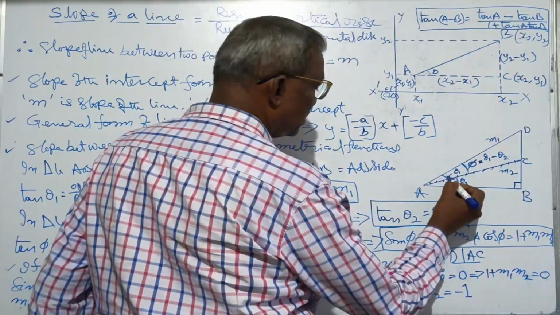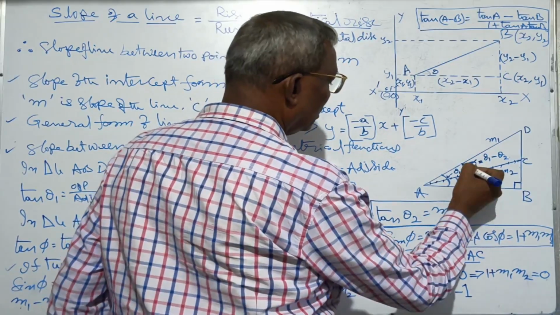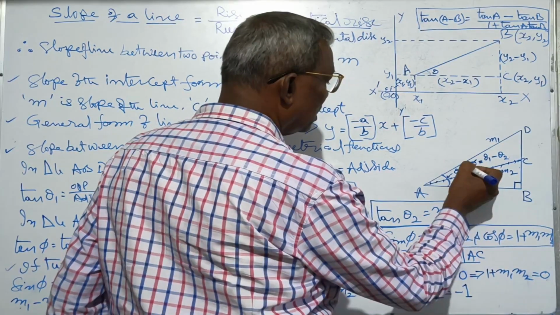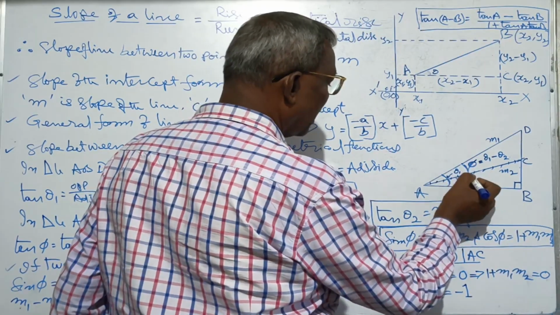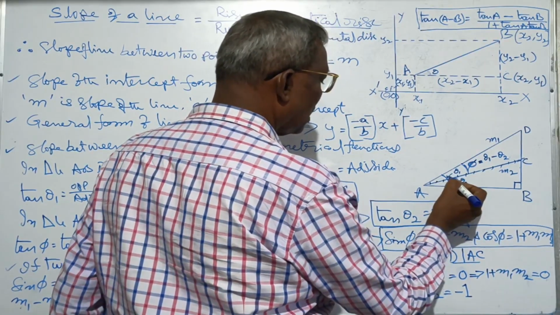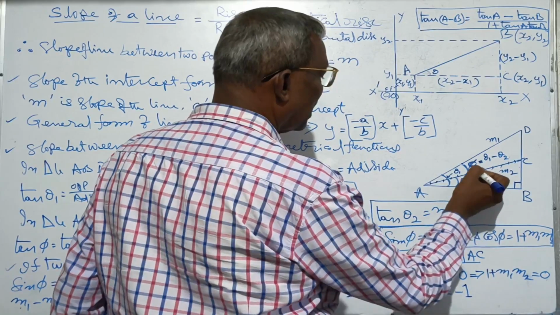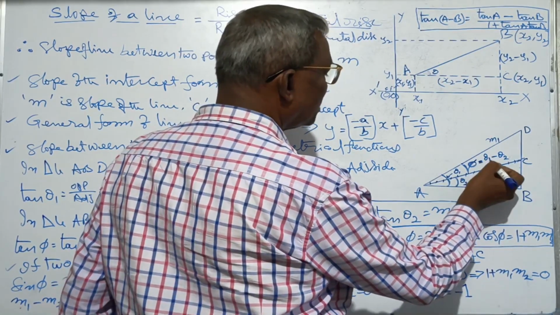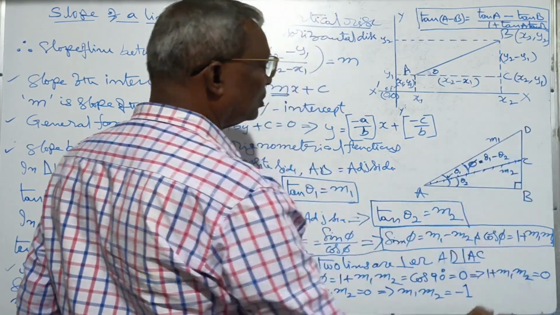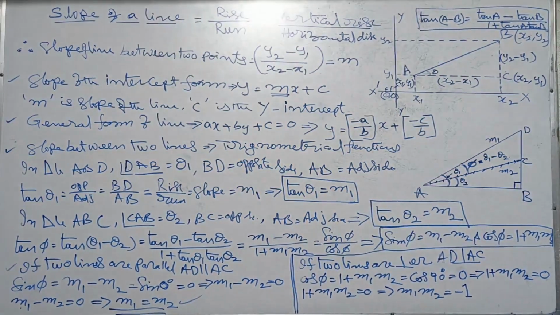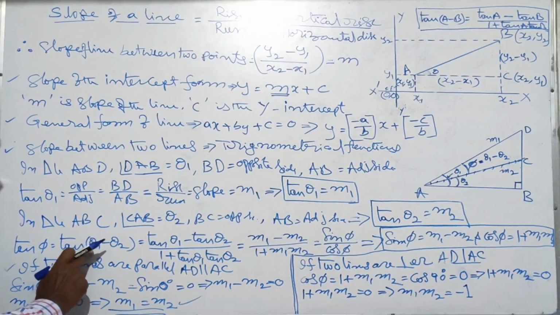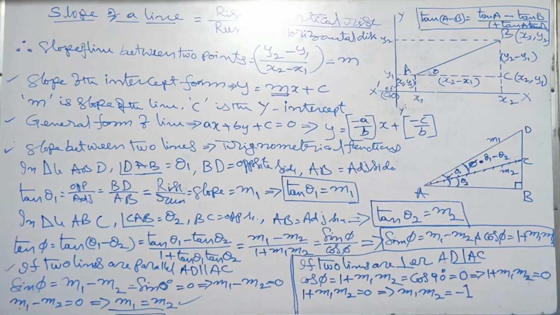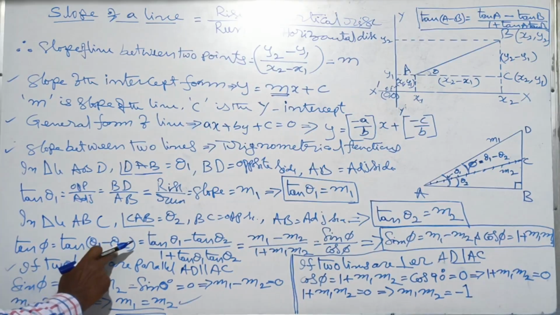Next, this is theta 1, this is theta 2. So, this angle is the difference of theta 1 and theta 2. I can say that is phi. Phi is equal to theta 1 minus theta 2. That is tan phi is equal to tan of theta 1 minus theta 2.